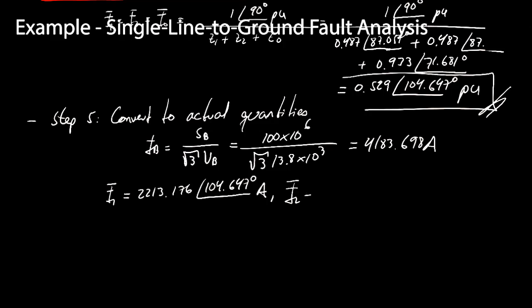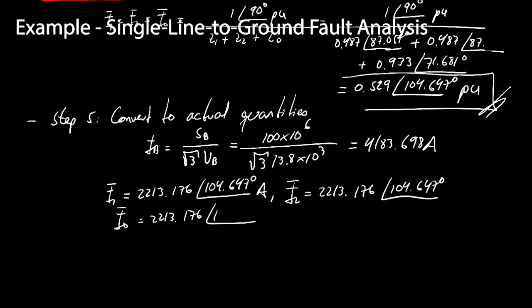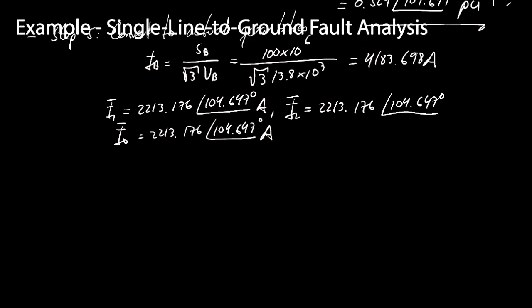Same thing for the negative sequence current. So 2213.176 angle 104.647, and of course same thing for the zero sequence. So 2213.176 angle 104.647 degrees. This is all in amps. So now again we have the answers for the sequence currents in amps.